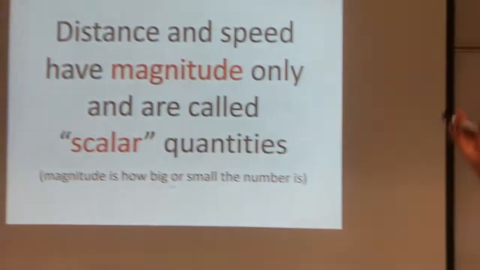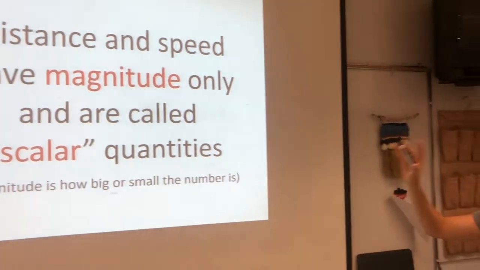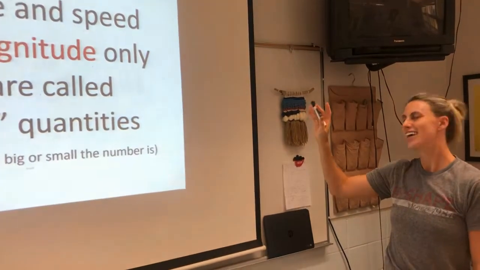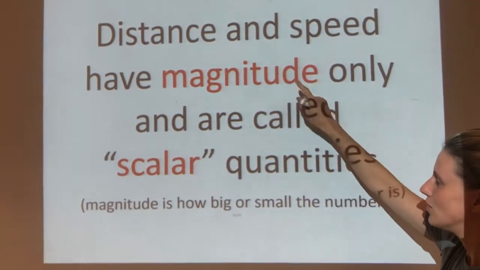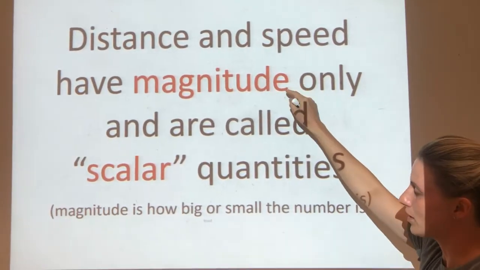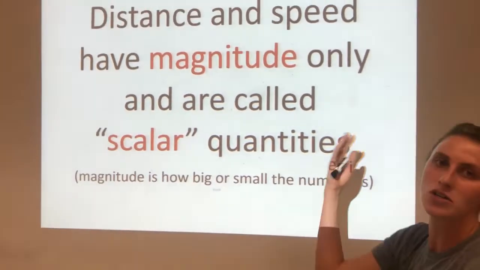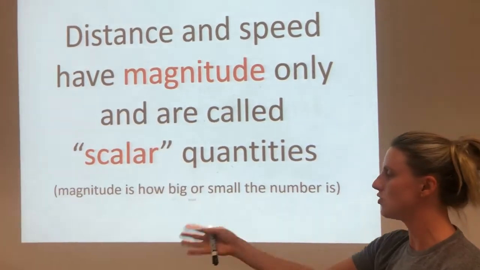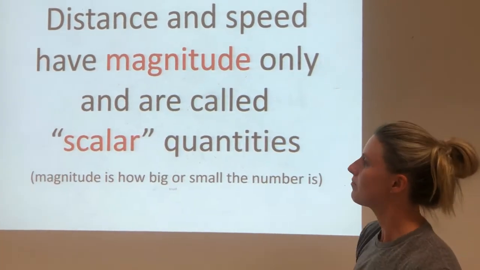So distance and speed have magnitude only and are called scalar quantities. All right, I'm gonna pause this right here. Magnitude. You guys are not familiar with this word. Magnitude is how big or small a number is. So it's just a big or a small number. When we say magnitude, it's the number your calculator gives you, big, small, whatever.